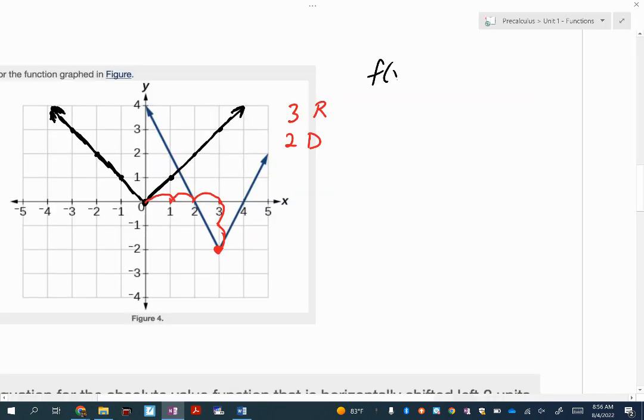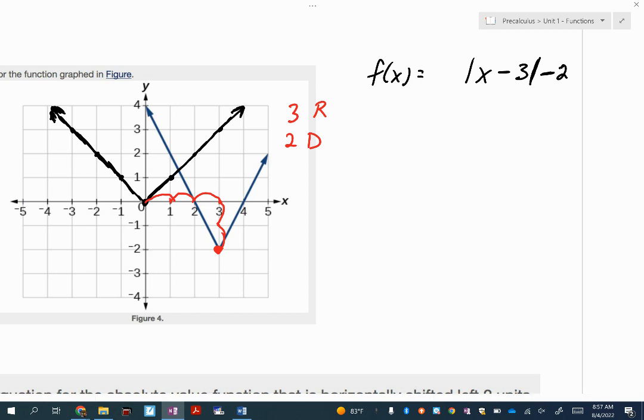So that's going to be f of x equals, remember, thinking opposite here, the absolute value of x minus 3, and down 2. And you might be thinking, oh, I'm done. But if you notice, the V that's in blue looks like it is steeper. And I'll show you a quick way to do this.